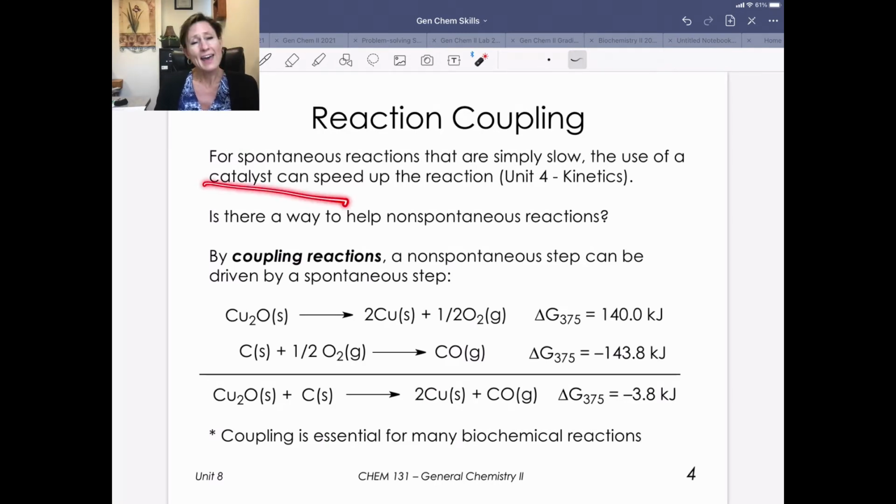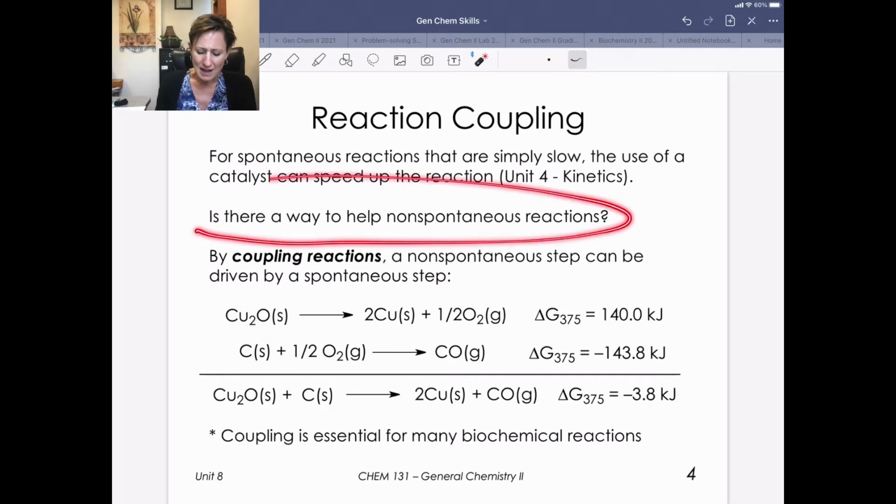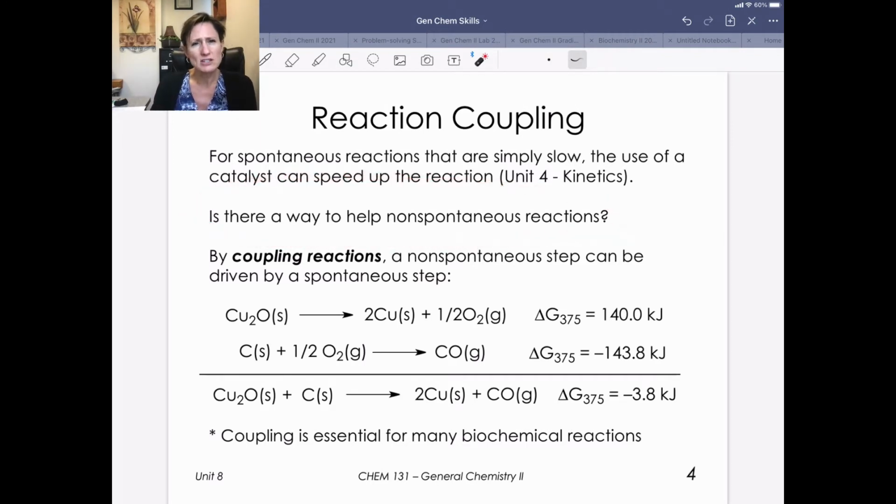So when we have a reaction, and tying in some earlier units, if we have a reaction that is spontaneous but it's just a slow process, we can use a catalyst to speed up our reaction. And we'll tie this in a little bit when we revisit kinetics. But what if you have a non-spontaneous reaction? Is there a way that you could help a non-spontaneous reaction? Catalysts aren't going to help that, okay?